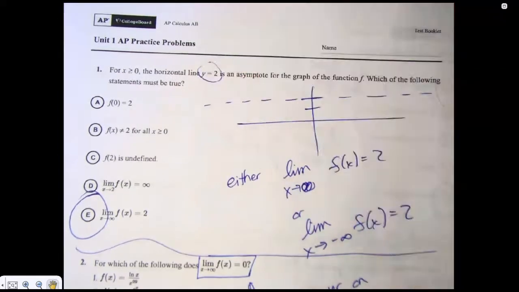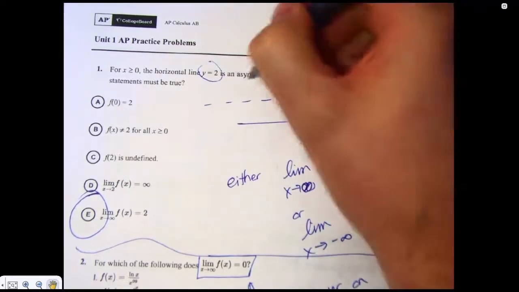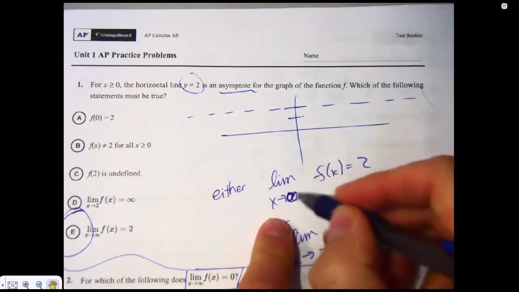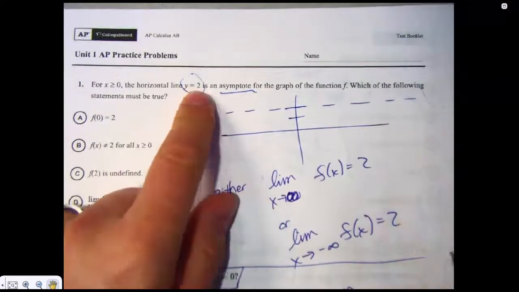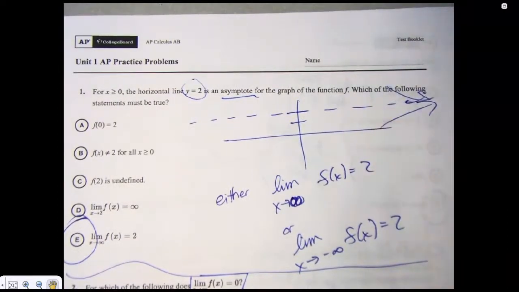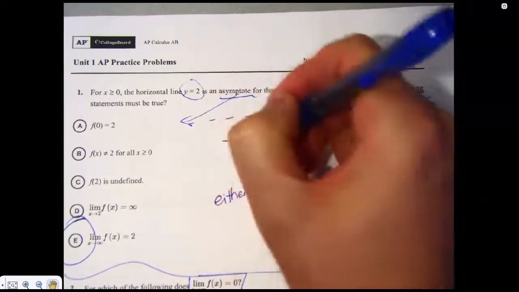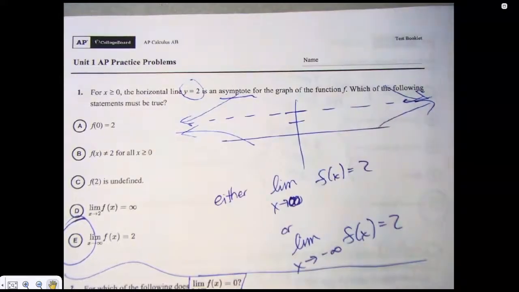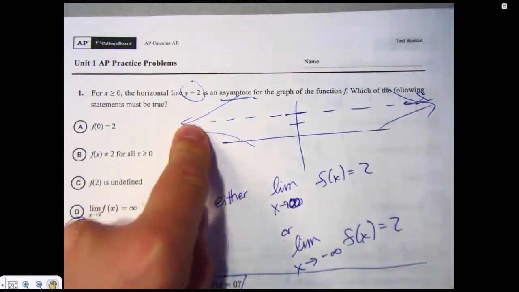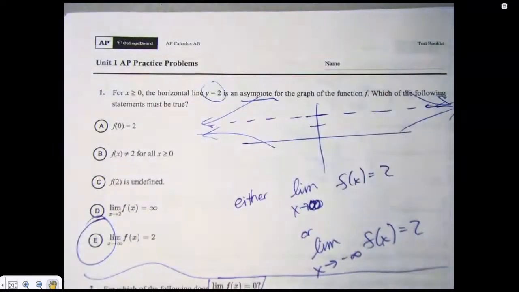Horizontal line at y equals 2. Well, if there's a horizontal asymptote, that means that either the limit as x goes to infinity has to equal 2, because it's coming this way and leveling off, or as x goes to negative infinity, you've got to level off at 2. So there are two possibilities. It could be all the way over here, approaching a y value of 2, or it could be all the way over here, approaching a y value of 2. So your y value definitely needs to be 2.